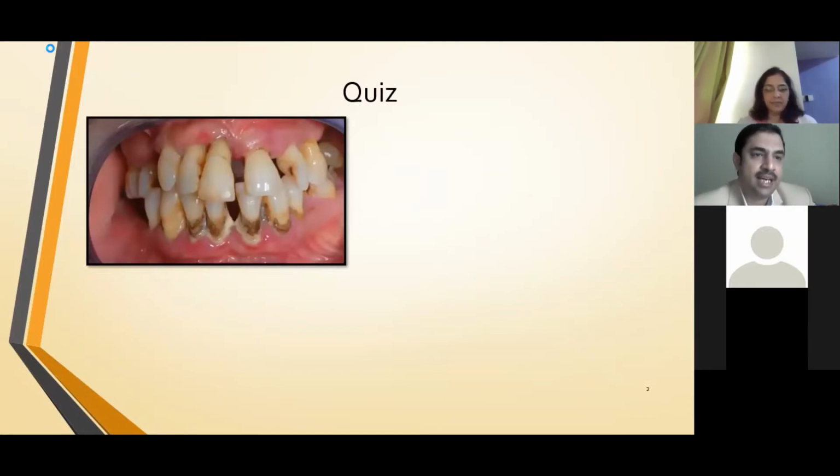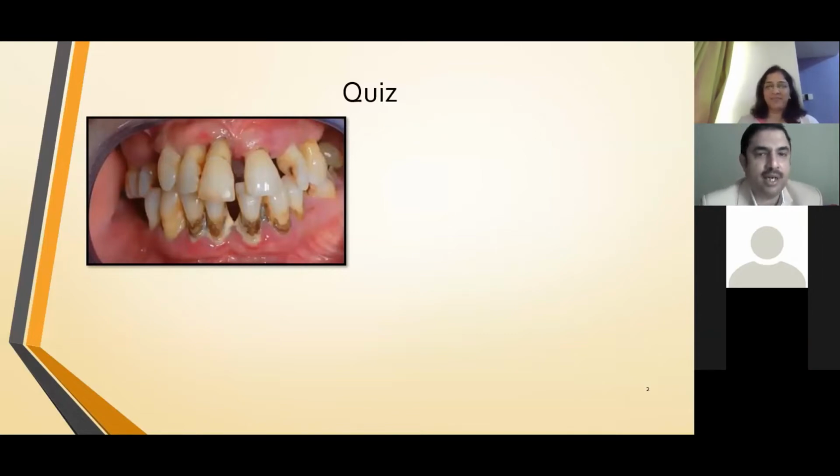Can you take a guess the clinical condition that is shown here? Take a guess and put it in the chat box. What do you think? And maybe the moderator can let me know first few answers. What do you think this is? Type in the chat box the clinical condition. Okay. Let me see that I can access the chat as well. All right. Periodontitis, generalized periodontitis, absolutely correct. Generalized chronic periodontitis, superb, wonderful, excellent.